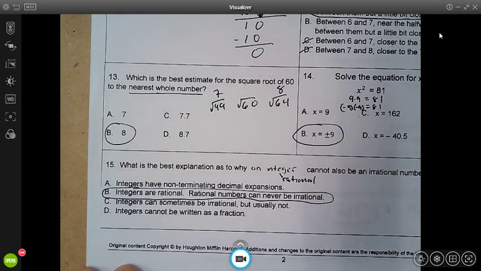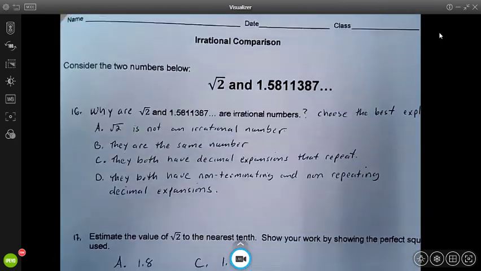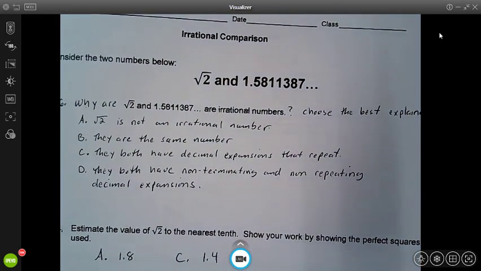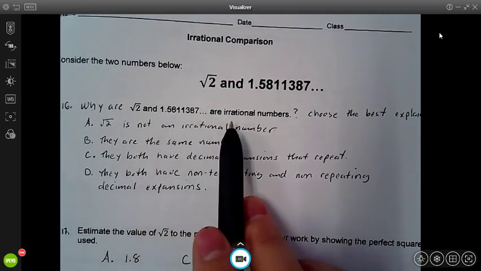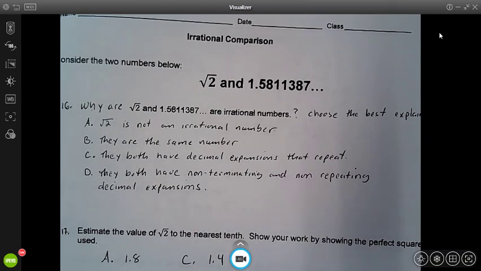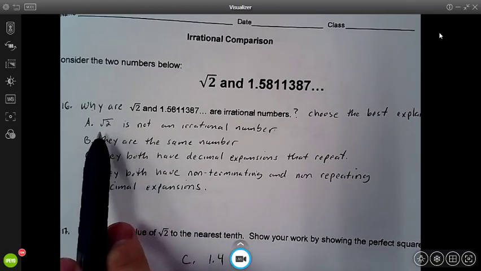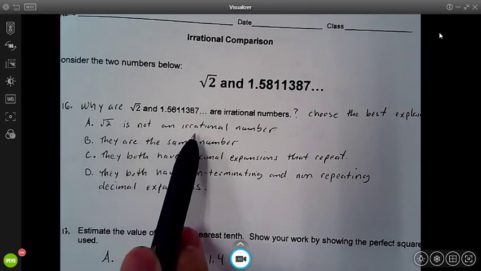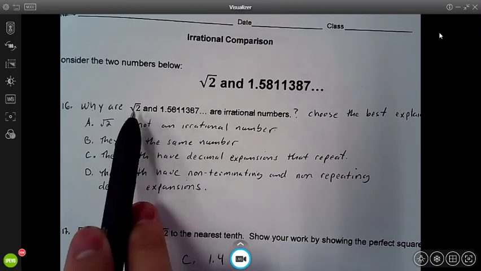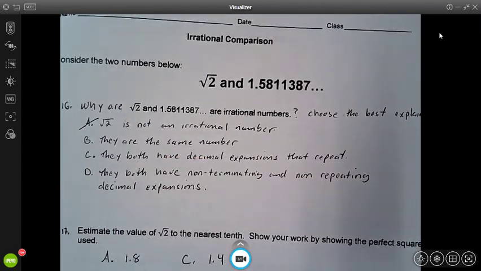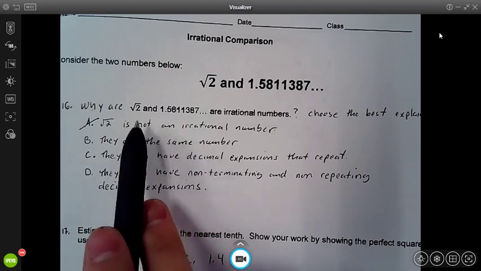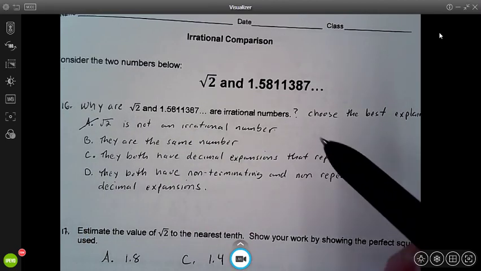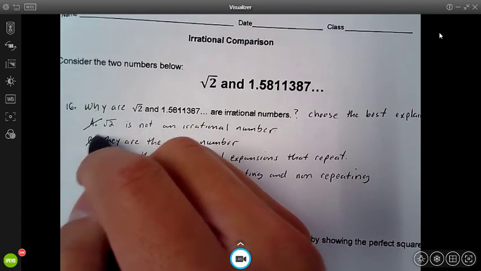Okay, all right, let's go to the last page. All right, so why are square root of 2 and this non-terminating decimal number that doesn't repeat irrational numbers? Choose the best explanation. So let's break each down. The square root of 2 is not an irrational number. That's not true. The square root of 2 is an irrational number. They are both the same number. Actually, they are not the same number.